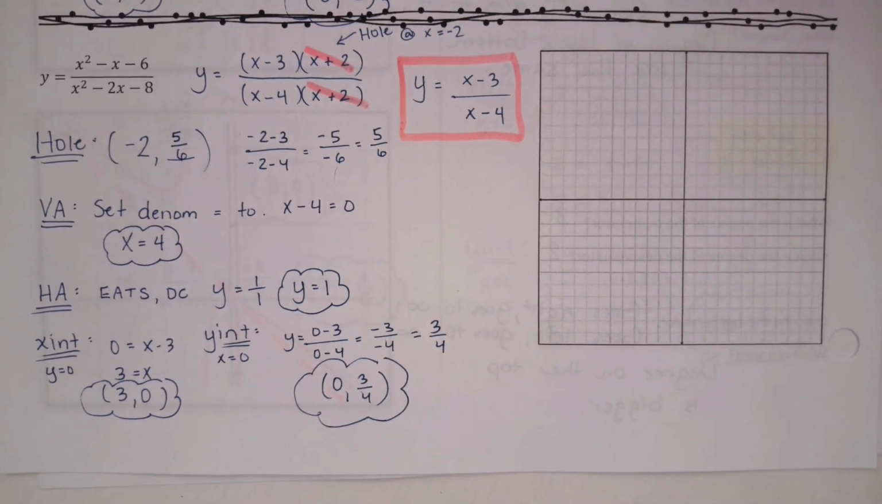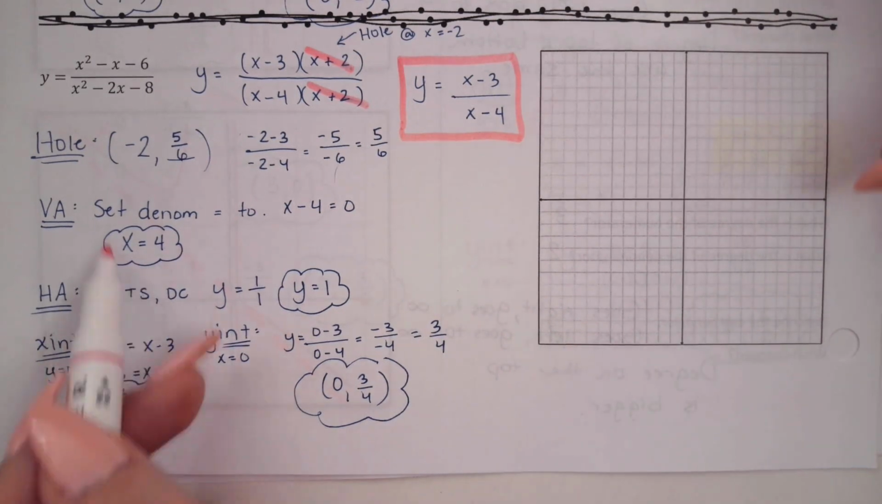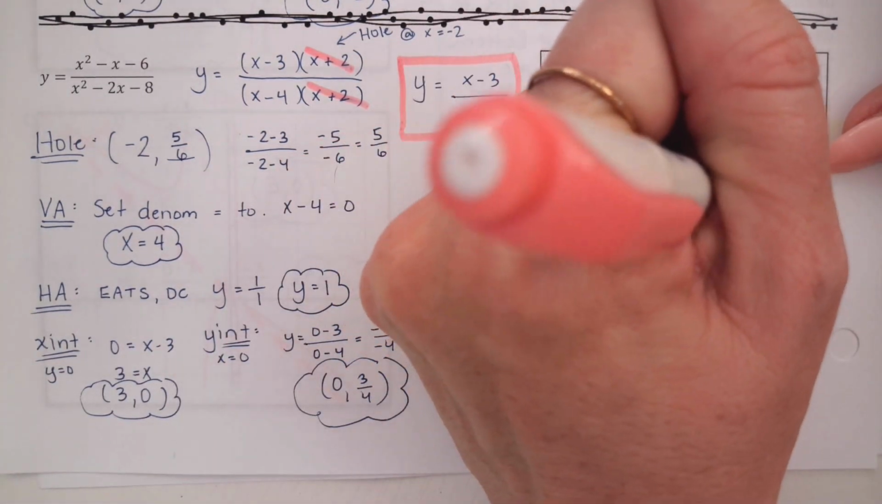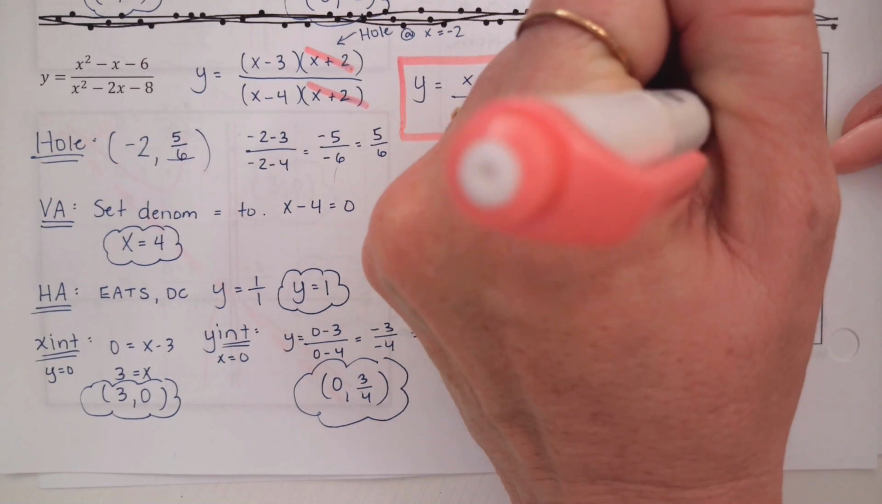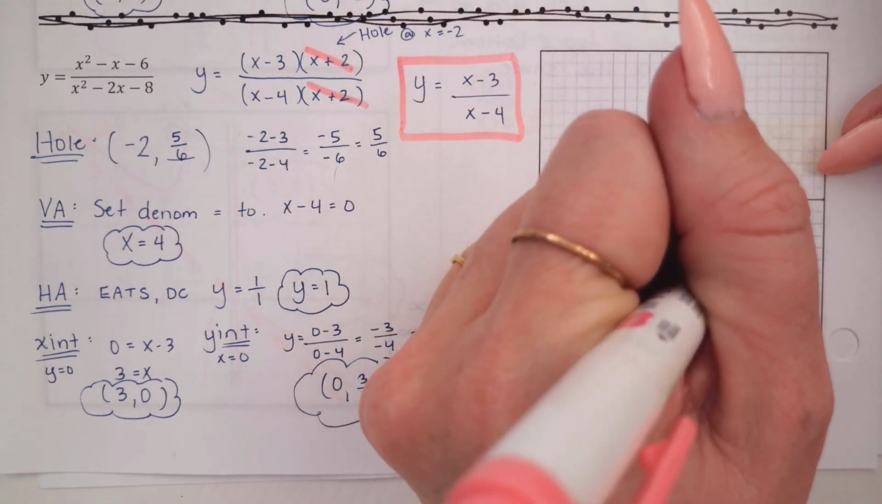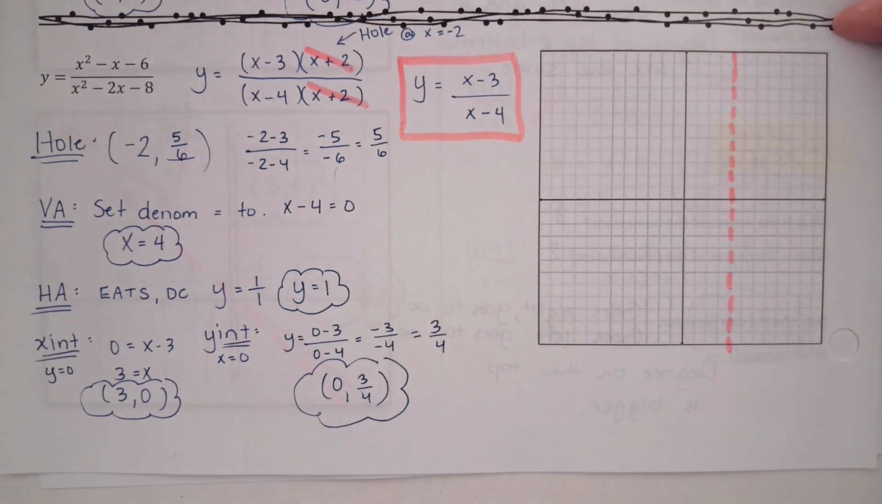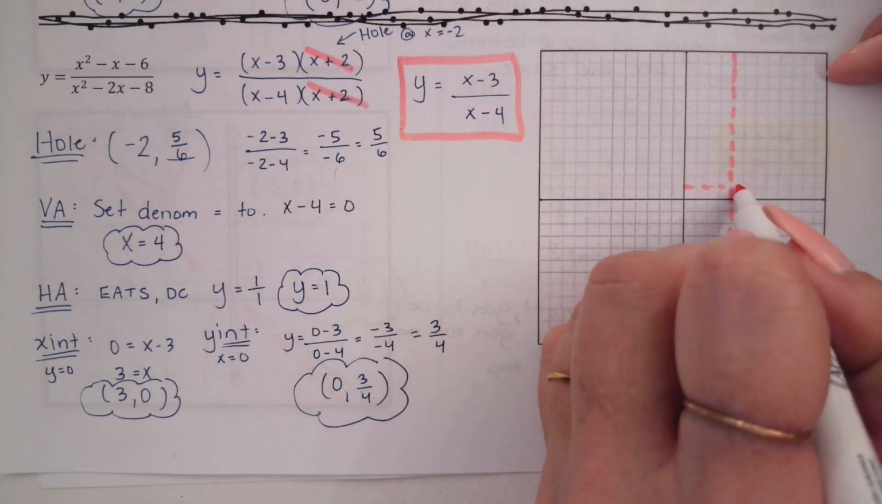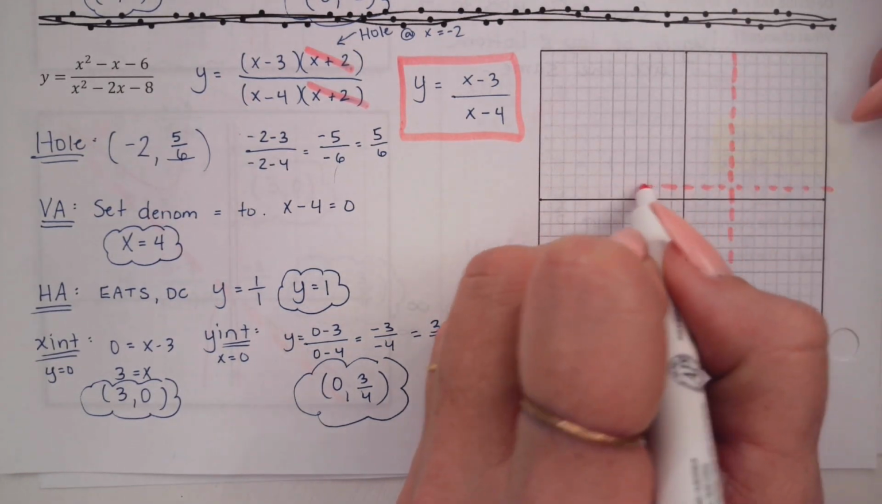So I'm going to graph my 2 asymptotes. I have 1 vertical, 1 horizontal asymptote. Vertical asymptote is at 4: 1, 2, 3, 4. Horizontal asymptote is at 1 because that was the ratio of the 2 leading coefficients for this one.